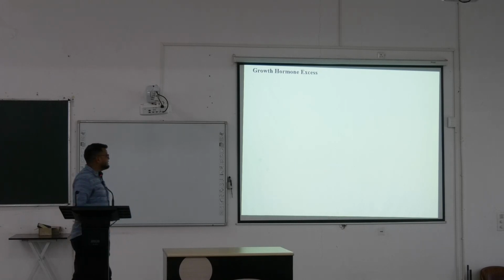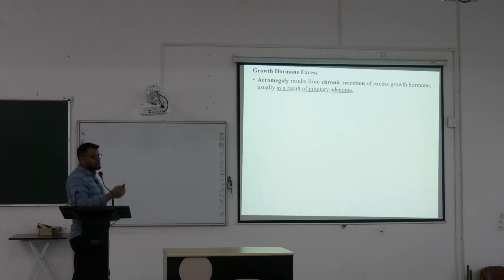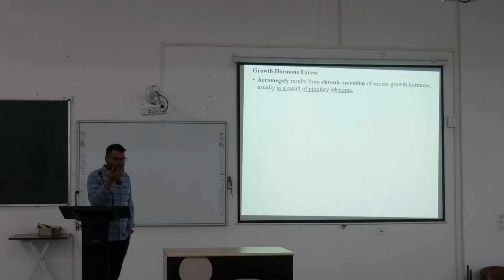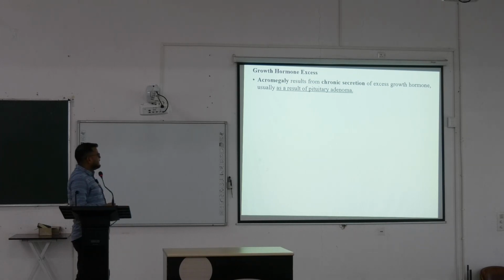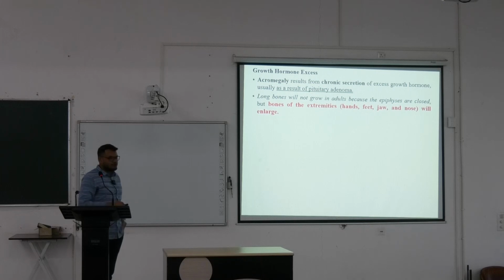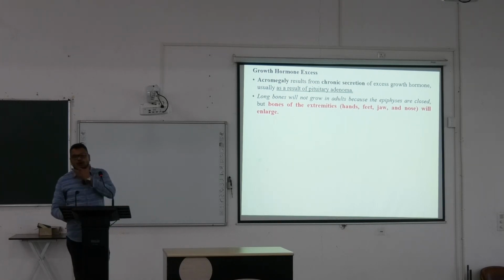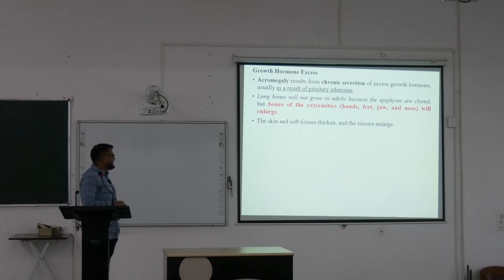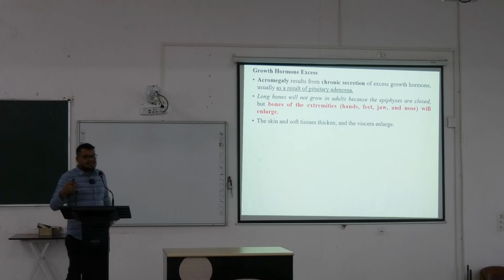What about growth hormone excess? When the growth hormone is excess, there is acromegaly, okay. Acromegaly results from chronic secretion of excess growth hormone, usually as a result of pituitary adenoma. Long bones will not grow in adults because epiphyses are closed, but bones of the extremities, hand, feet, jaw, nose, হাত, পা, jaw এবং nose, এগুলো বাড়বে. The skin and soft tissues thicken and the viscera enlarge.